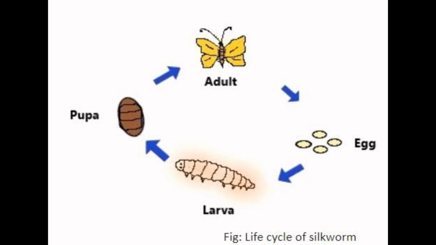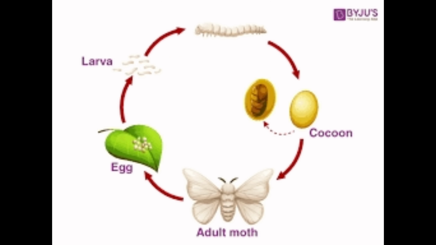Our next topic is the life cycle of the silkworm. For obtaining silk, silkworms are reared, and this is known as sericulture. The life cycle of all species of silkworm is completed in four stages. The female silk moth lays eggs, from which larvae hatch out. These larvae feed on the leaves and increase in number. These larvae secrete a special fluid from their mouth, which hardens on exposure to air and forms the silk fiber. The larva covers itself completely with these fibers, and this stage is known as the cocoon.